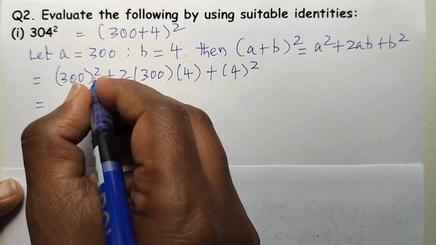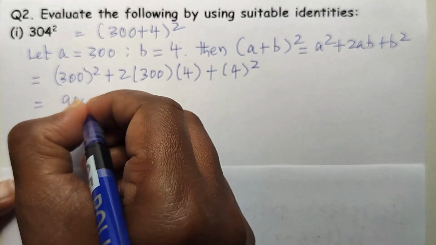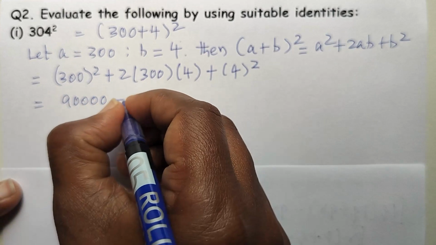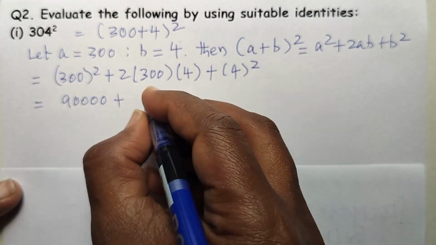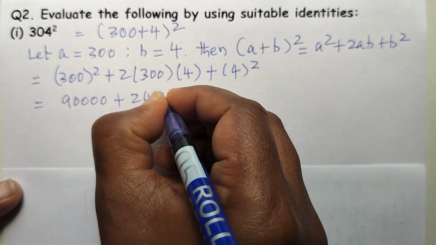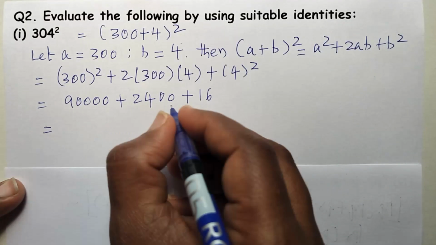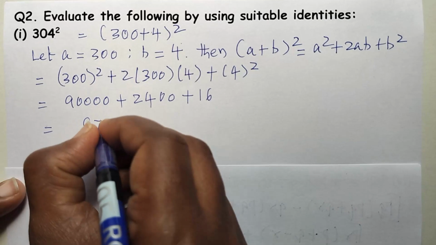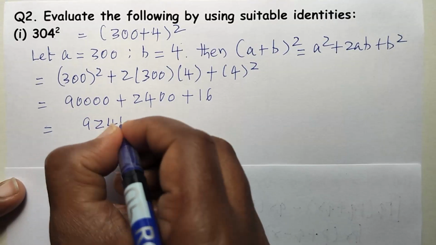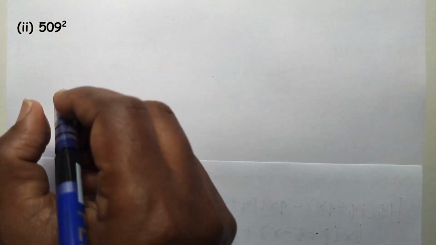So 300 square is 90,000 plus 2, 3, 4, 24, 100 plus here 16. So when you add this, it will be 92,416 here. Second, 509 square.